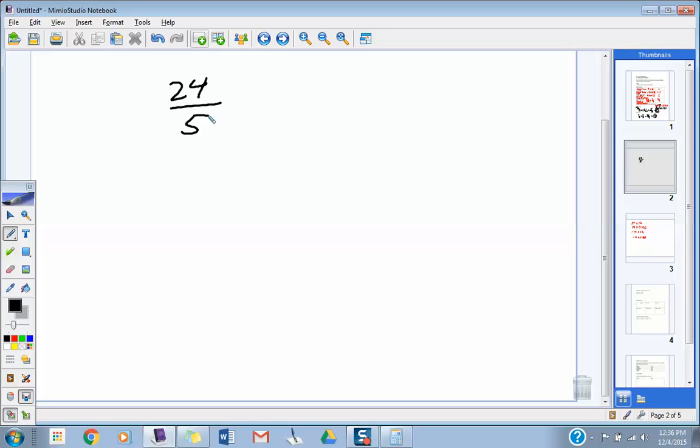4 times? Okay, check it out. What's 4 times 5 here, kiddos? 20. When you subtract, what's your remainder? 4. So if you ever have an answer that's left as an improper fraction, meaning the numerator is more than the denominator, you're going to want to put that back in mixed number form. What remainder was left here? 4. So I'm going to write this as 4 and 4/5.